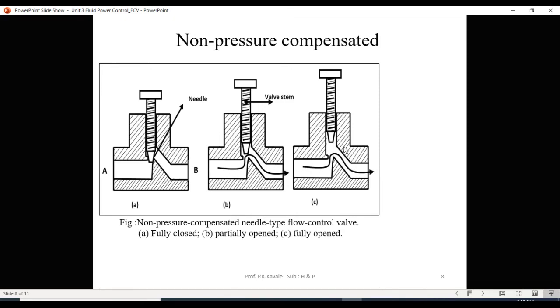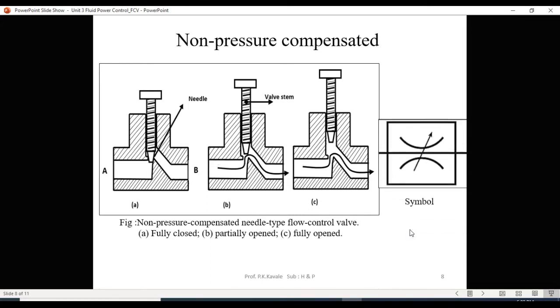So what is exactly the simple flow control valve symbol? It is a straight line, then this round shape indicates the orifice, and the arrow indicates that it is a variable control valve.